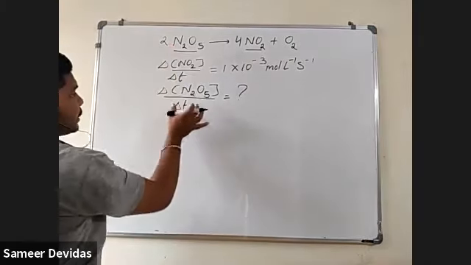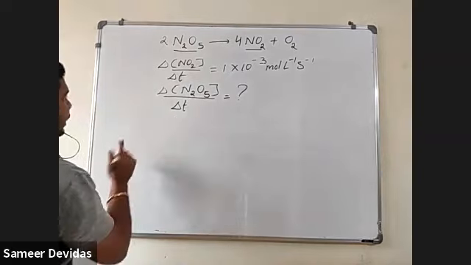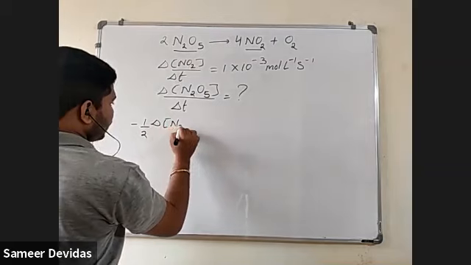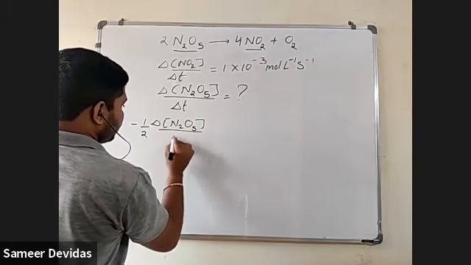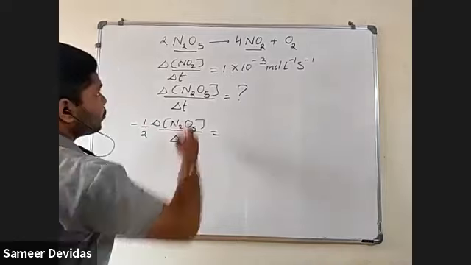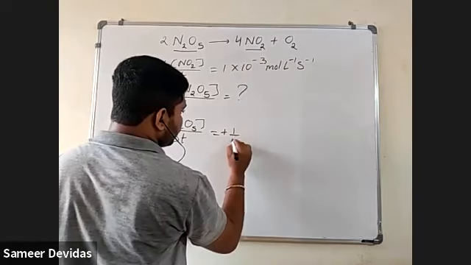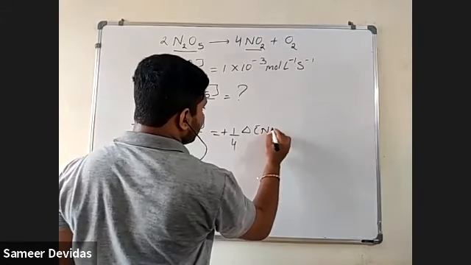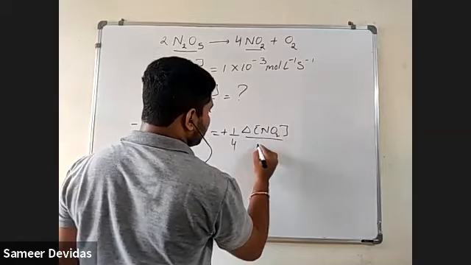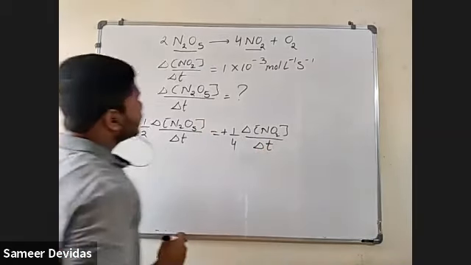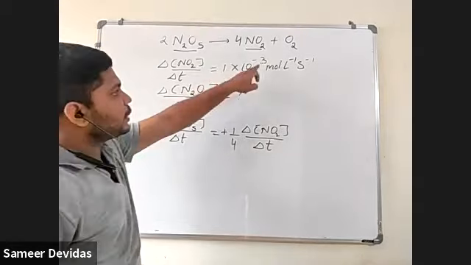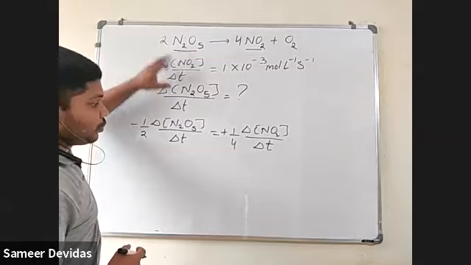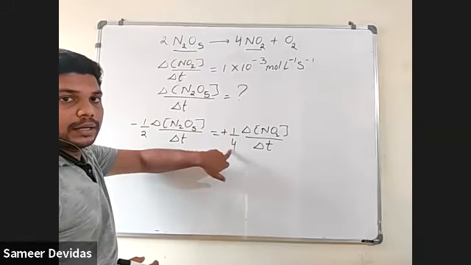As we wanted to find out N2O5, we will take it on the left hand side. So minus 1 upon 2 delta N2O5 upon delta T is equal to, this is the product side, so positive 1 upon 4, because 4 is the stoichiometry, delta NO2 upon delta T. Now this concentration 1 into 10 raised to minus 3 moles per liter is only for this rate of reaction, not for the stoichiometry. Is this clear, students?